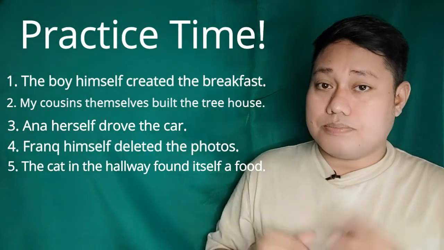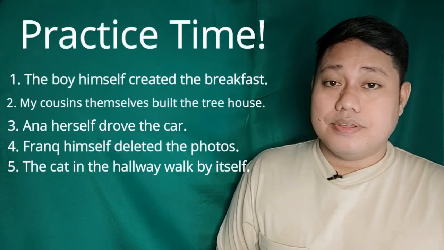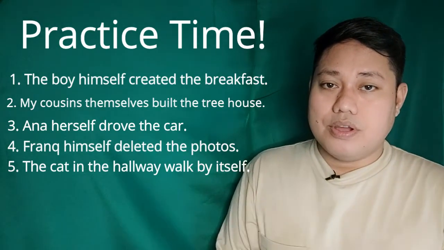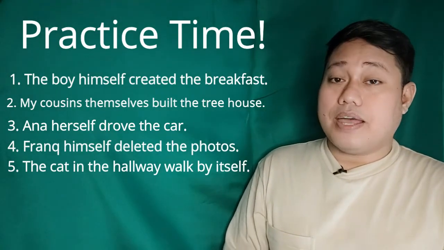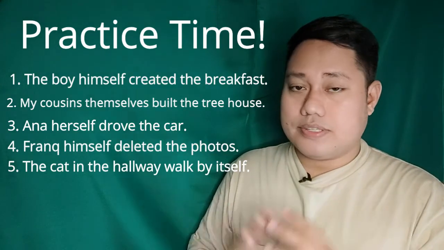Now, let's proceed with this exercise. All you need to do is just to identify the antecedent that the intensive pronouns are referring to. Let's begin. Finished? Alright, let's check. For number 1, we have himself. For number 2, we have themselves. For number 3, we have herself. For number 4, we have himself. For number 5, we have, correct, itself.